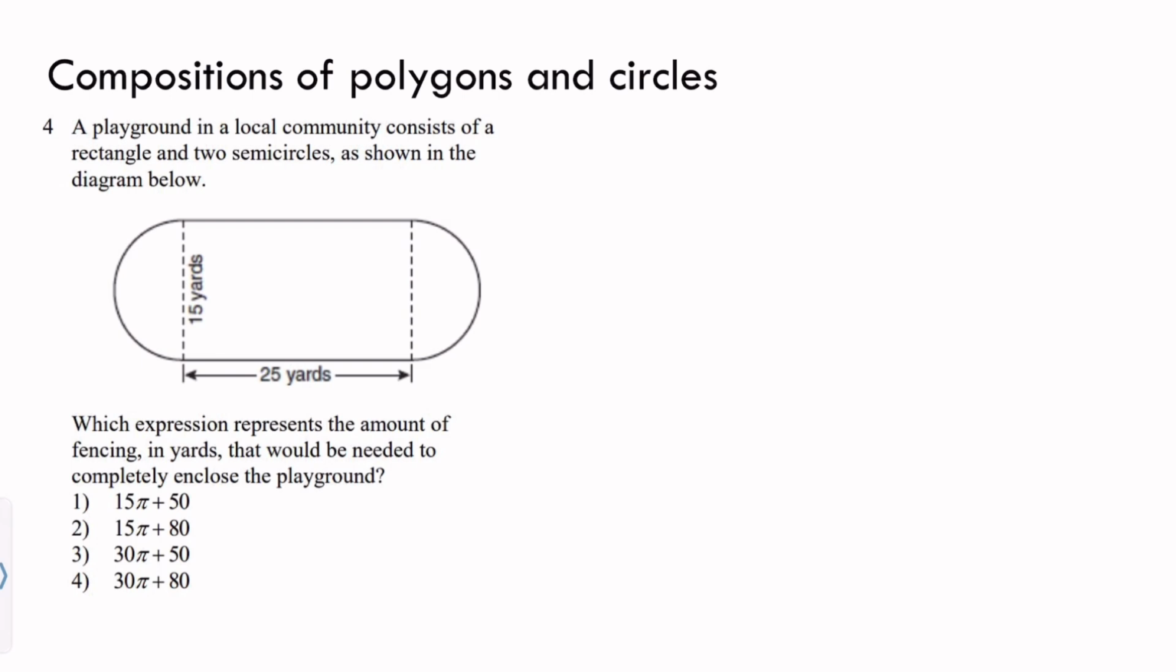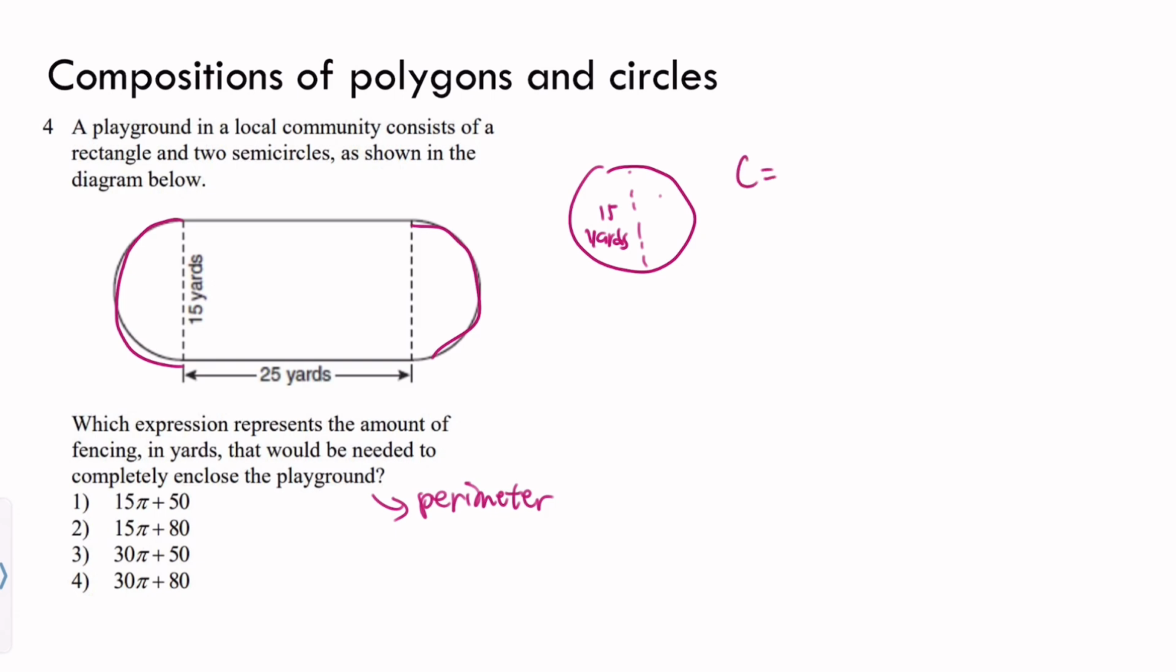Okay, so a playground in a local community consists of a rectangle and 2 semicircles, as shown in the diagram below. Which expression represents the amount of fencing in yards that would be needed to completely enclose the playground? So first, perimeter of these 2 semicircles. You know that these can form together into one whole circle, and the diameter would be 15 yards. The perimeter of a circle is basically the circumference, which we know is diameter times pi. So circumference is equal to 15 pi yards.